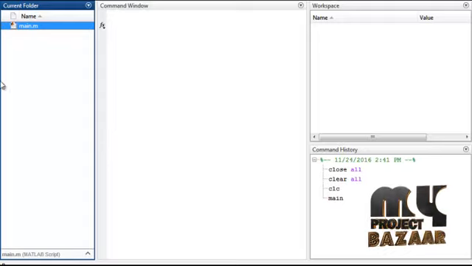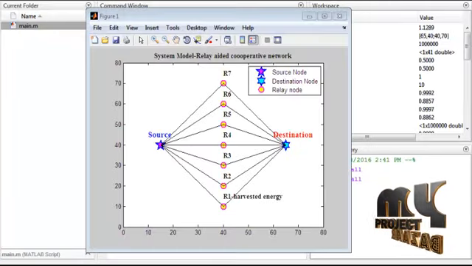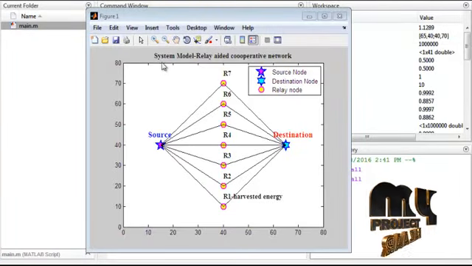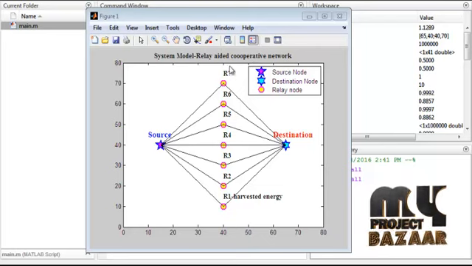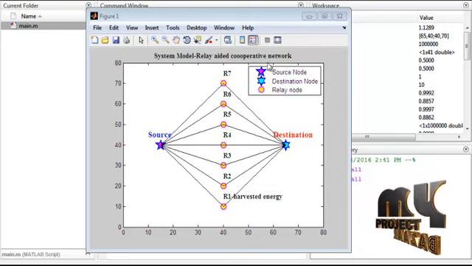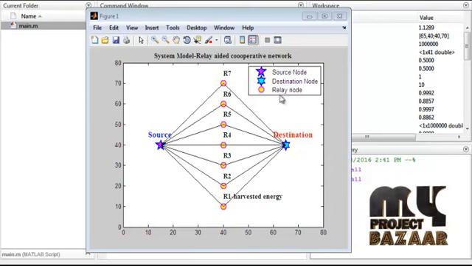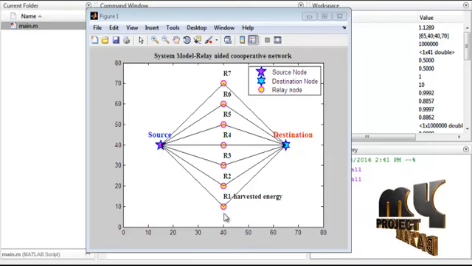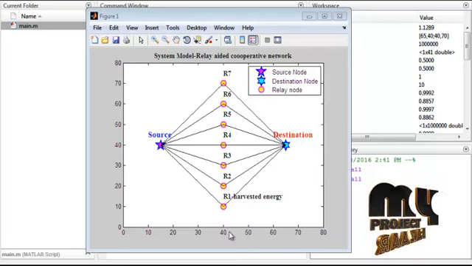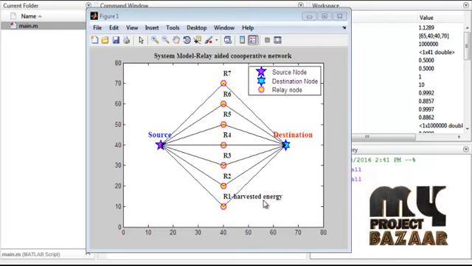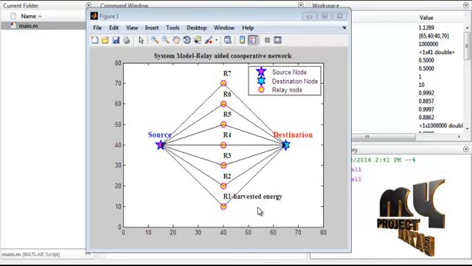Let's take a moment to run. First of all, this is the first figure: the system model of the relay-aided cooperative network. There is one source node, one destination, and K number of relay nodes. I will take only 7 relay nodes in this case. All the relay nodes are related to the energy harvester.